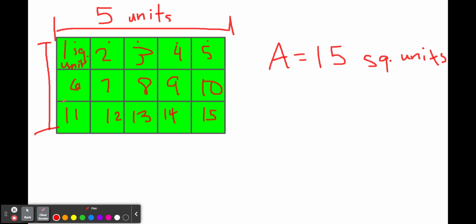So now, how many units do we have going up and down? 1, 2, 3. So this side right here is going to be 3 units. So our area is 15 square units. The length is 5 units and the width is 3 units. Oh, and it's just regular units. It's not square units. I'm sorry. 3 units.